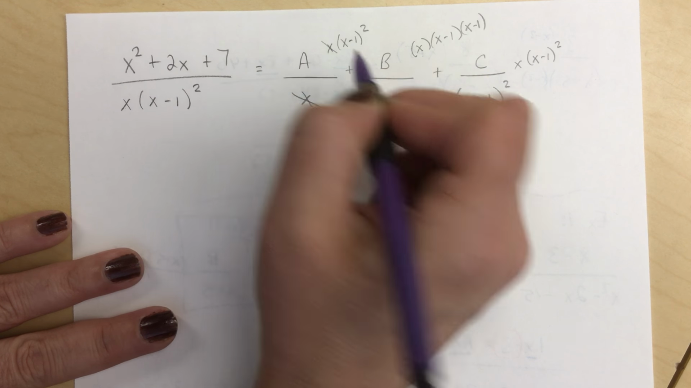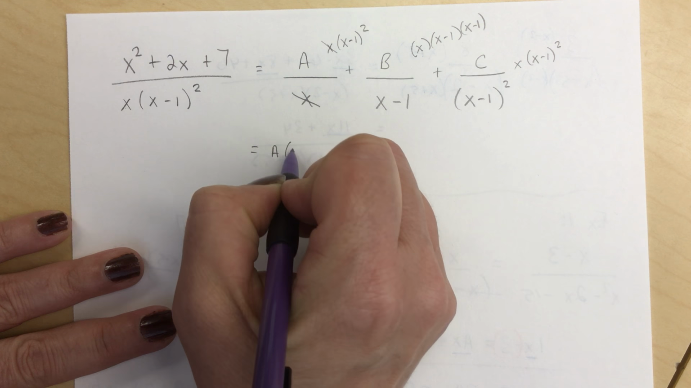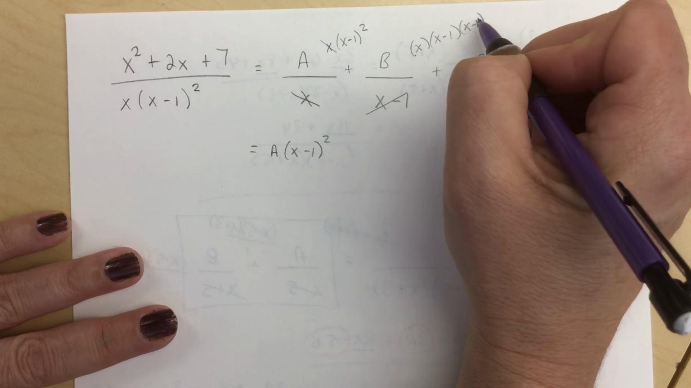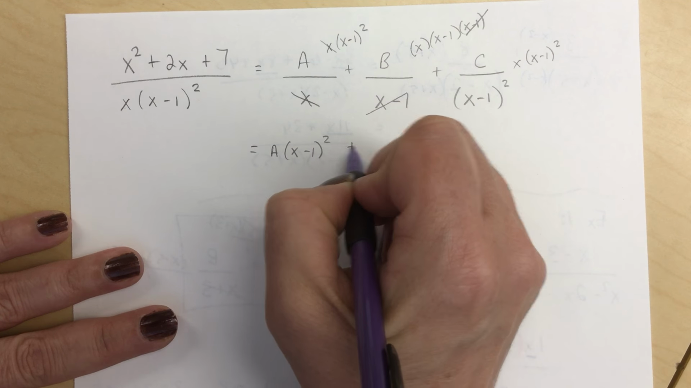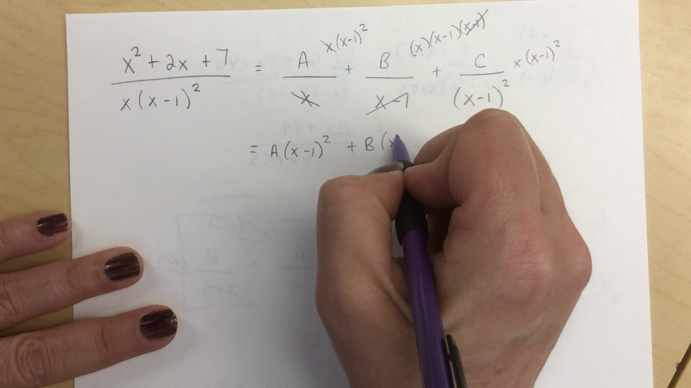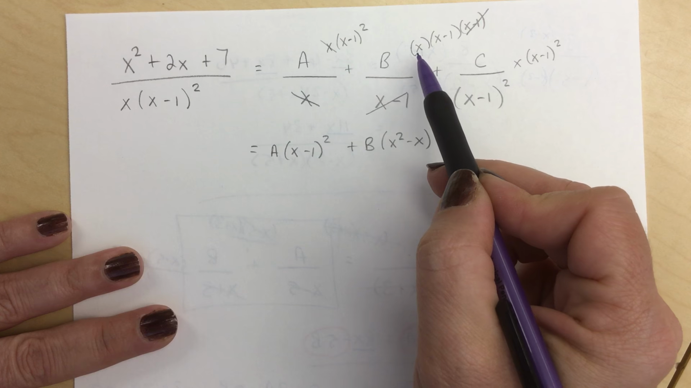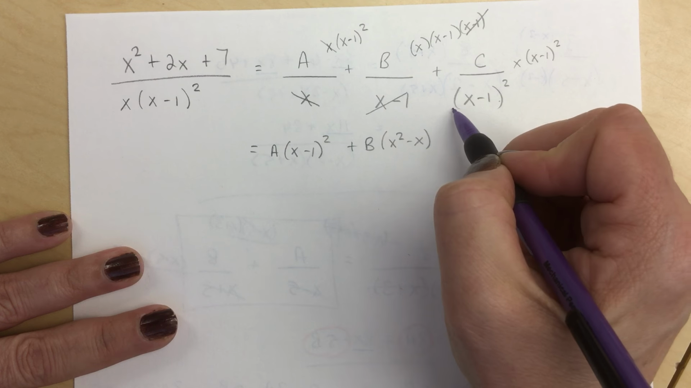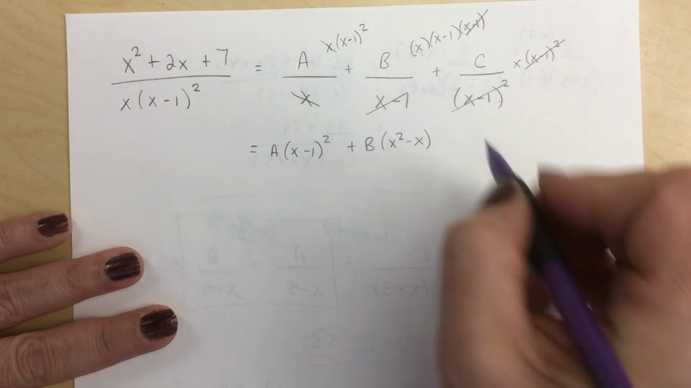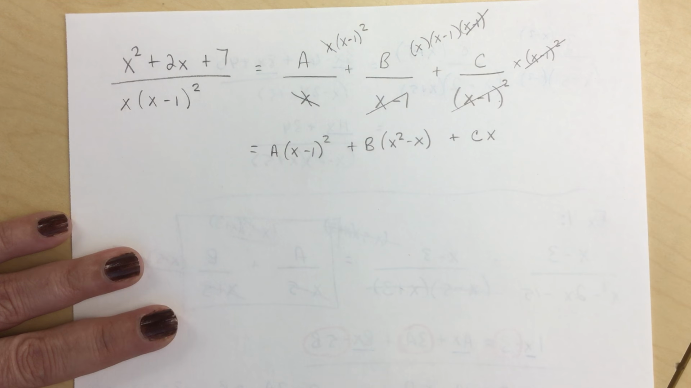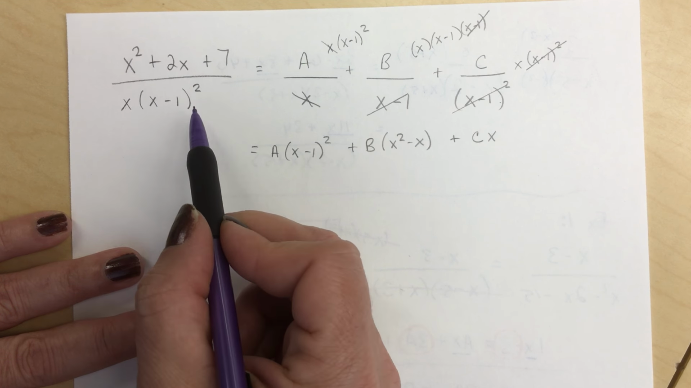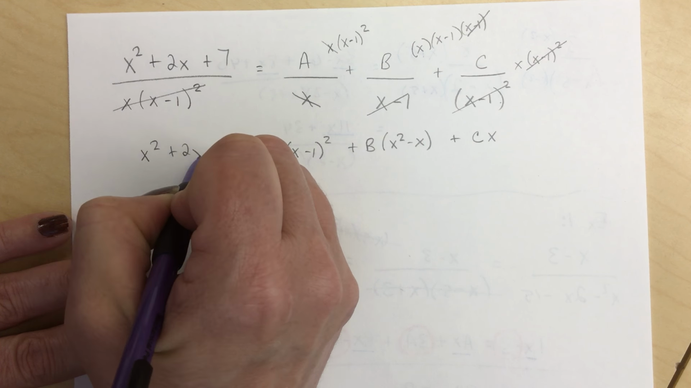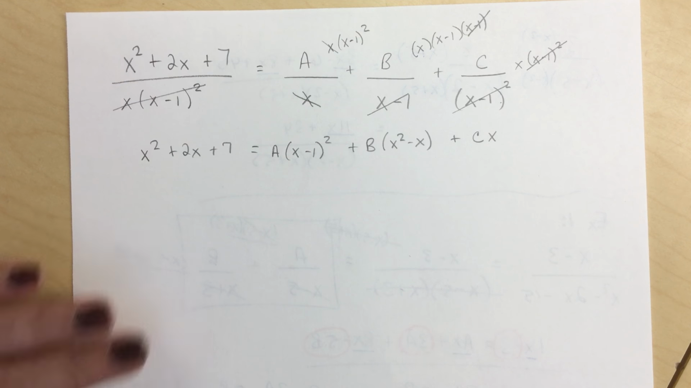Okay, so now we're going to cancel out the stuff that cancels. This x cancels with that x, so that leaves me with a times x minus 1 squared. This x minus 1 cancels with one of the x minus 1's, so I have b times x squared minus x. I'm going to go ahead and multiply this x by x minus 1, so I have that step done. This x minus 1 squared cancels with that x minus 1 squared and leaves plus cx. Because I multiplied both sides by the denominator, this denominator is going to cancel out, and I'm left with x squared plus 2x plus 7 on the left.